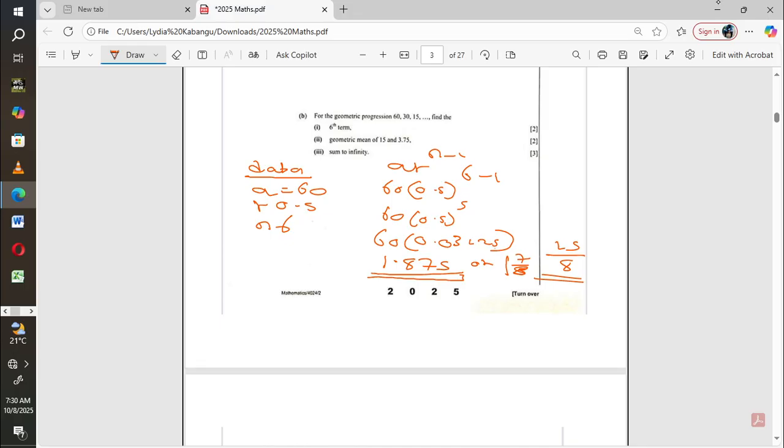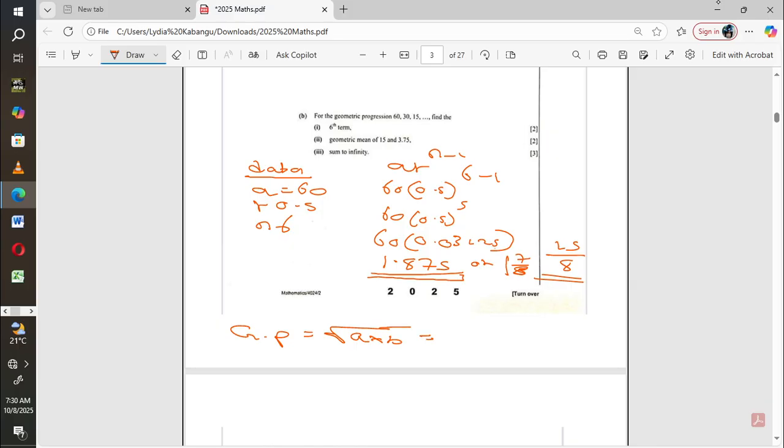Okay, so we go to question 2. The geometric mean of 15 and 3.75. So now how do you calculate the geometric mean? It is the number which is in between 15 and 3.75. So how do you calculate the number which is in between 15 and 3.75? Okay, so GM is equal to the root of A times B.